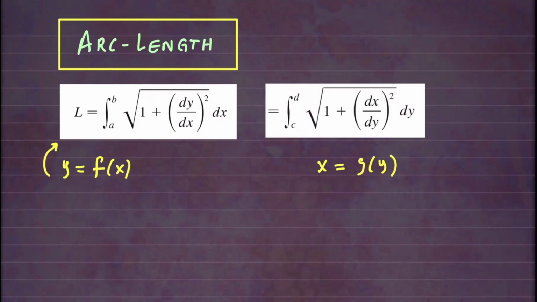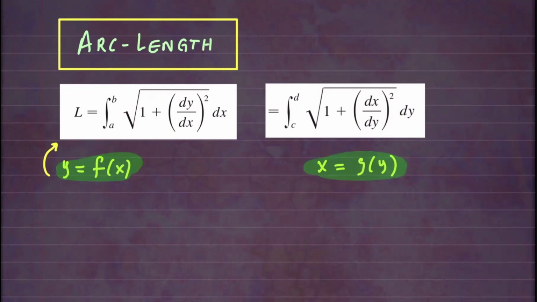And you're integrating the square root of 1 plus dx/dy, squared. So you take the derivative with respect to y, and you integrate with respect to y. That's how the formula changes. If your function is given in terms of x, you use the first formula. If it's given in terms of y, you use the second formula, for convenience, of course.